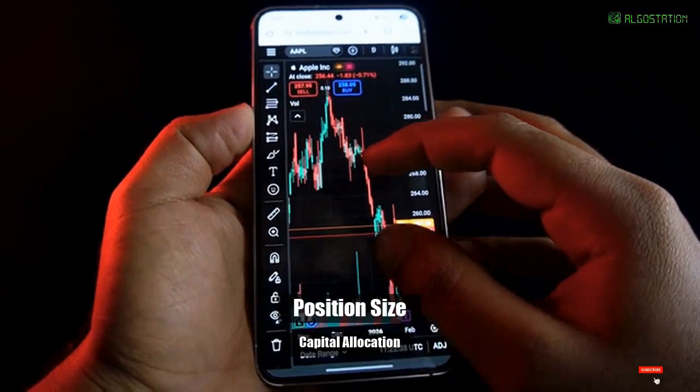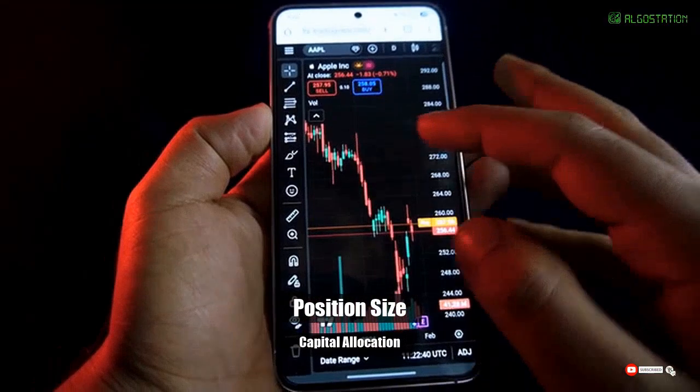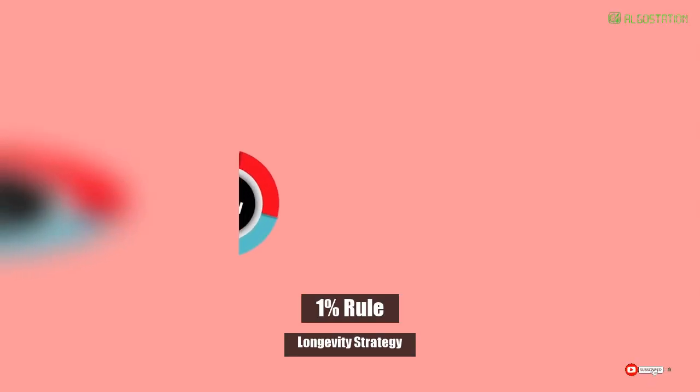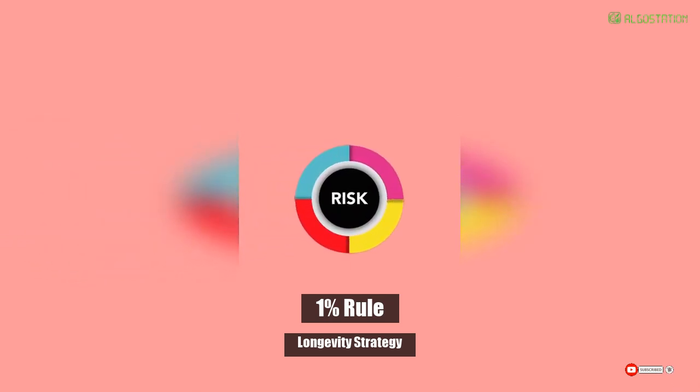Next comes position sizing. This answers how much should you trade. Not every trade should be the same size. For example, you risk only 1% of your capital per trade. This keeps you alive even after multiple losses.